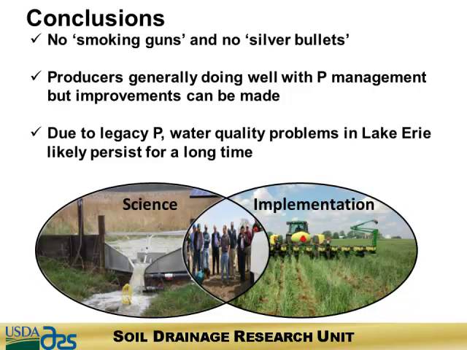So, conclusions. There are no smoking guns out here, but in the same sense, there are no silver bullets either. It's going to take a multifaceted effort in order to solve this problem. What works for one producer may not work on another, so we've got to keep that in mind. Producers are generally doing well, but improvements can be made. We can all make improvements. Due to the legacy P, water quality problems are going to persist for quite some time.